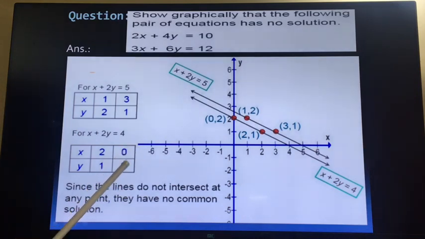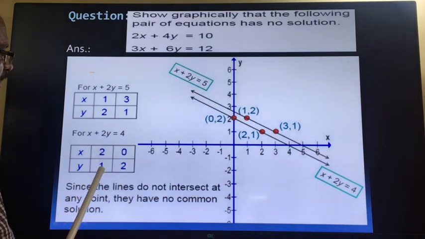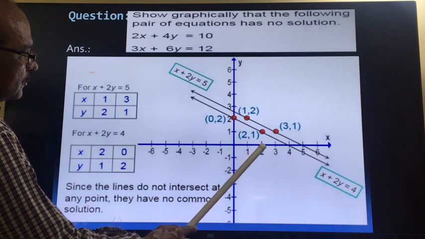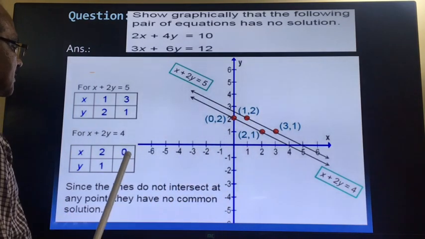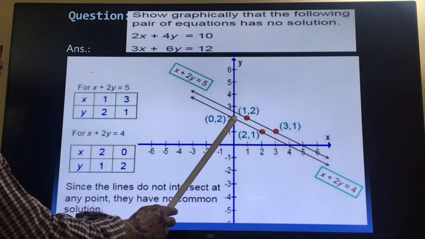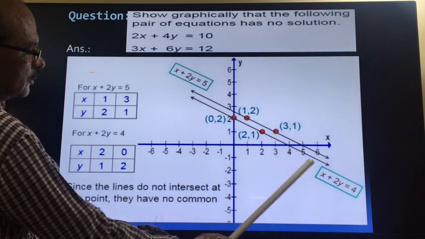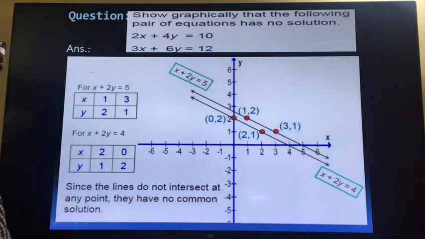So similarly we will find out the second solution and plot this point 2 and 1. So x is equal to 2, y is equal to 1 is this point, and x is equal to 0 and y is equal to 2. This is 0 and 2. Join these two, so you will get another straight line.